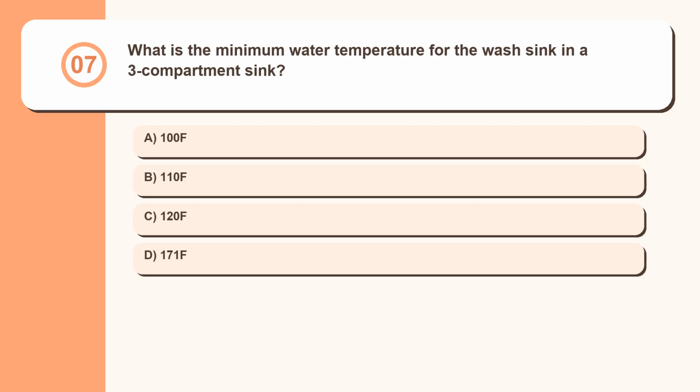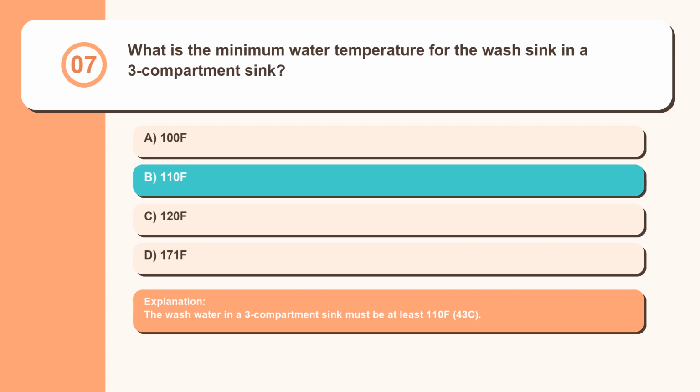Question 7. What is the minimum water temperature for the wash sink in a 3-compartment sink? 100F, 110F, 120F, 171F. The wash water in a 3-compartment sink must be at least 110F, 43C.